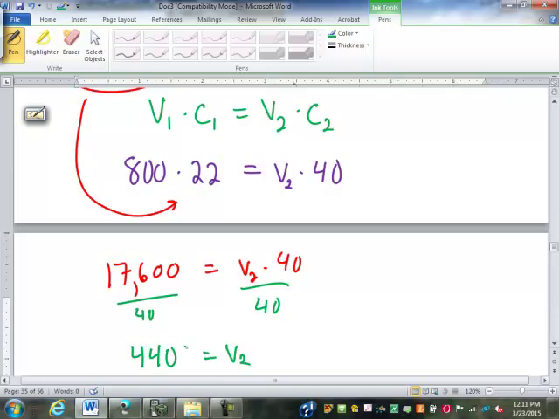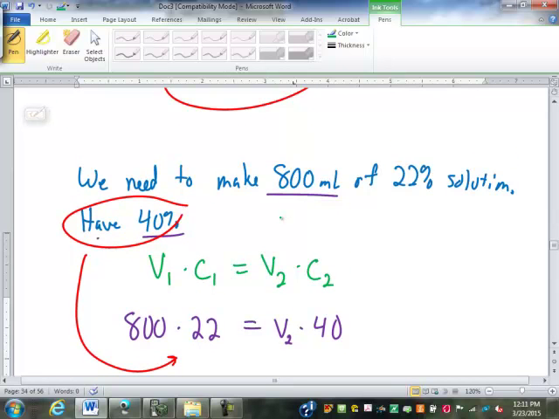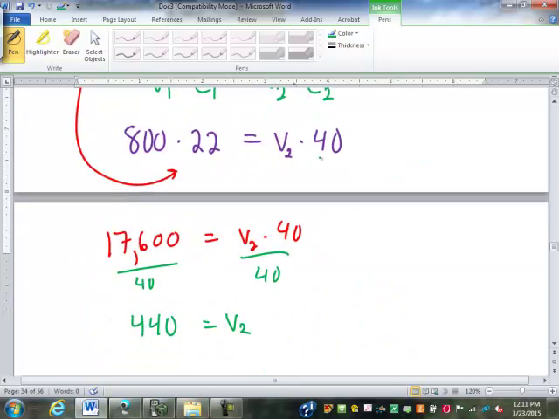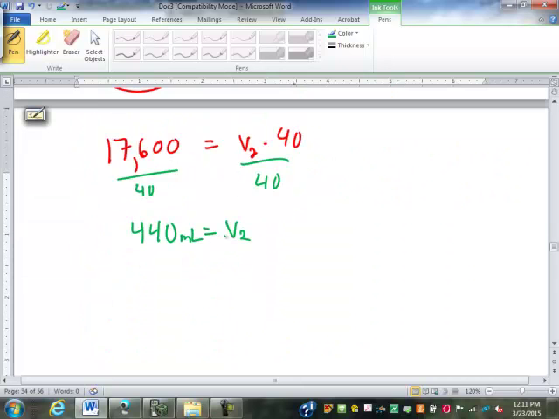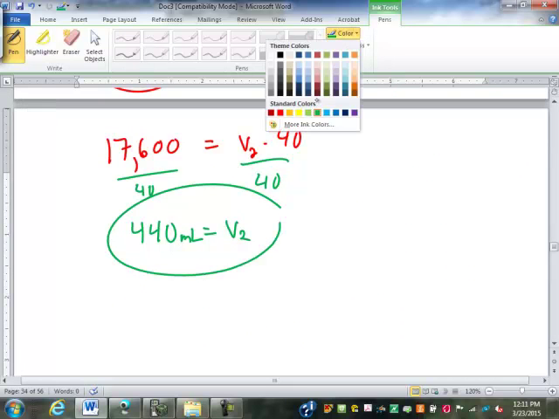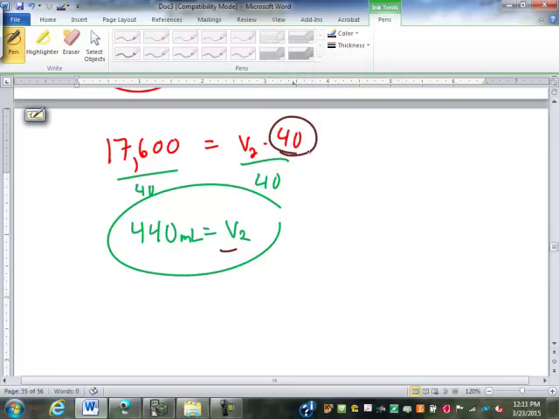Equals V2. Now that 800 was in milliliters, so the 440 is also in milliliters. And that represents V2, which was with the 40%. So that is 440 milliliters of the 40%.